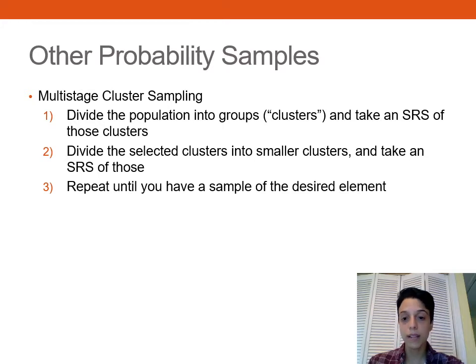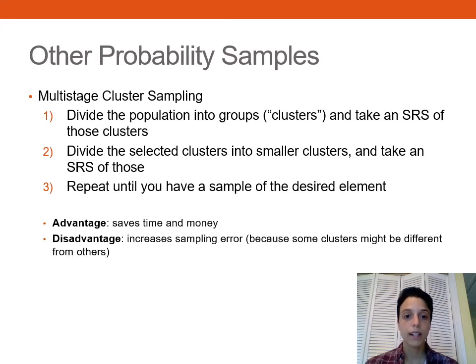And I'm going to show an example of this on the next slide, which I think will be a little bit easier to understand. But quickly, an advantage is that it saves time and money because you're narrowing down the list of things that you're looking at each time. A disadvantage is that it increases sampling error. So your estimates are likely to be less close to the true population value than they would be otherwise, but not necessarily in a way that's biased, just they're going to be a little bit more off.